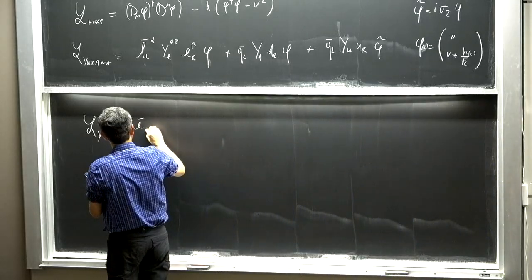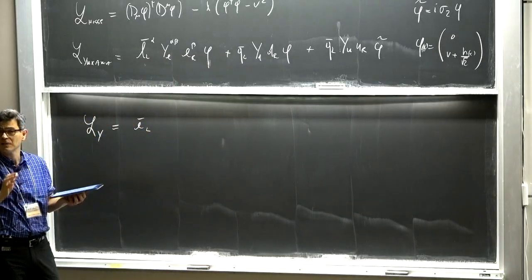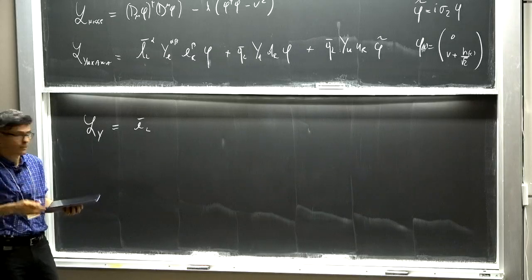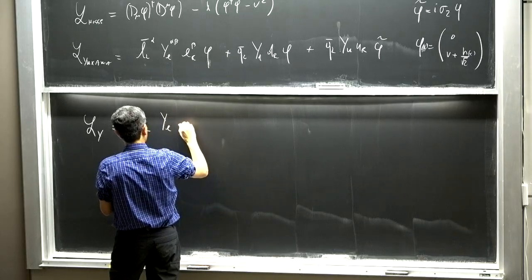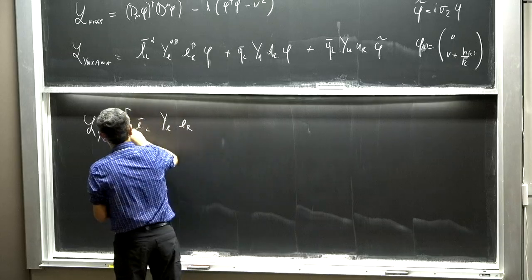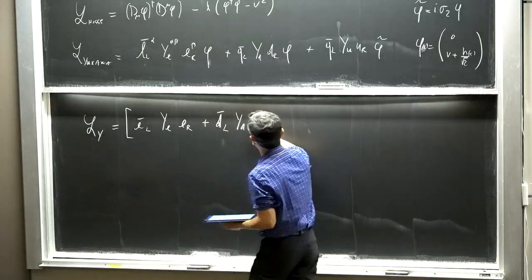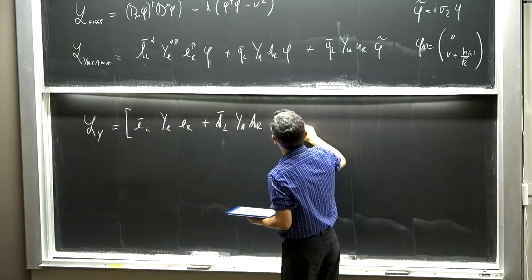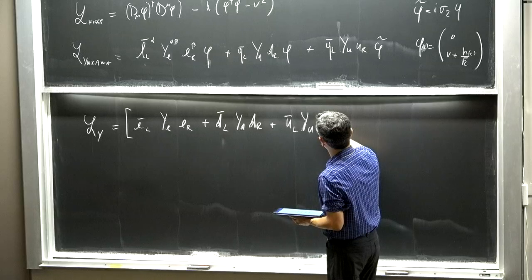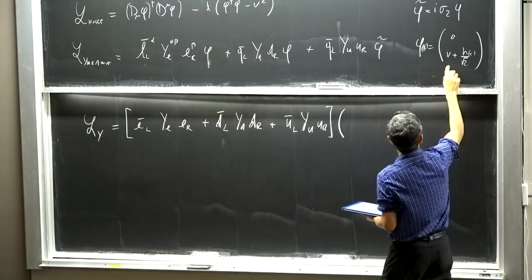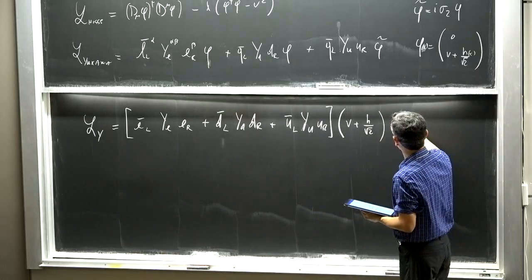And when I write it down, remember this notation means that YE, YD, and YU are 3 by 3 matrices in generation space, 1, 2, and 3. So if you plug it in, you get YE, E_R, and there's a common factor which I'm writing at the very end: D bar L, you can guess what this is, the R, plus U bar L, now I pick up that one, YU, U_R, and the common factor is V plus H over square root of 2. Plus, of course, there's the Hermitian conjugate.